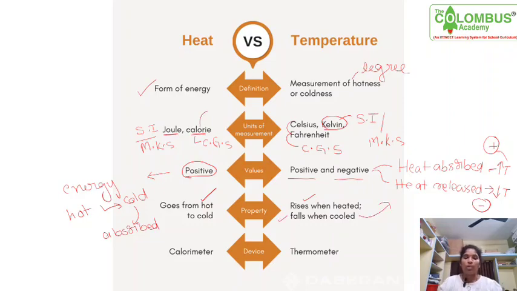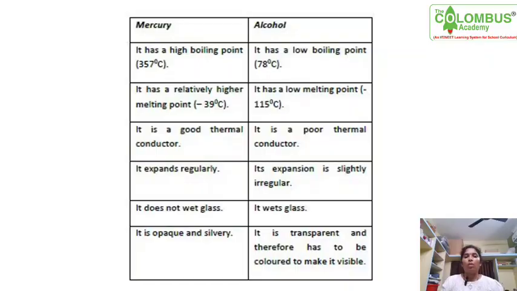And what is the device used to measure heat? Calorimeter. And a thermometer is the device used to measure temperature. Right? Now, already I said that we use mercury as the liquid in the thermometer. Apart from mercury, we use alcohol also. So mercury and alcohol are the two liquids; even water is sometimes used in thermometers. But apart from water, the best results are from mercury and alcohol.